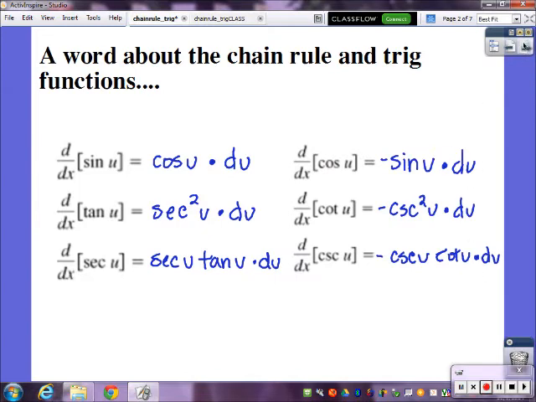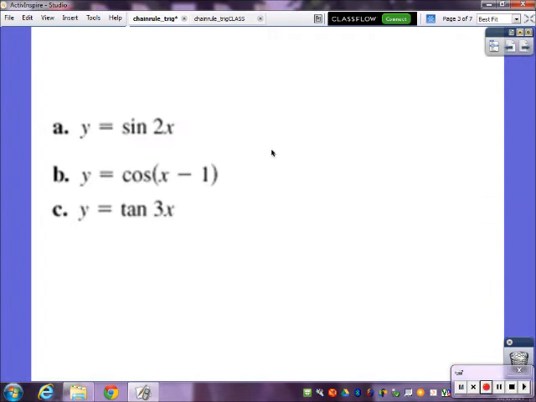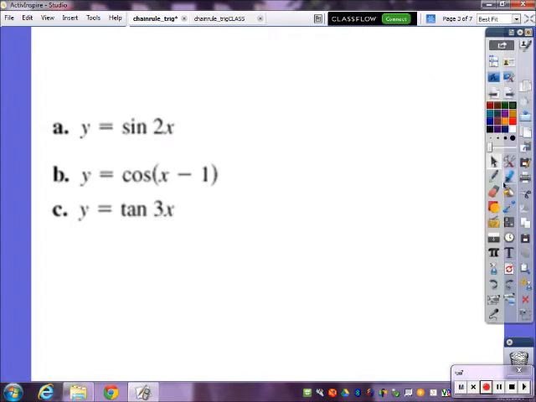So let's look at a couple of chain rule problems. Sine of 2x, we're looking for the derivative. 2x is your inner function. So if I were to write the derivative, I would say y prime. The derivative of sine is cosine. Leave the inner alone, so 2x, times the derivative of the inner, du, which would be 2.